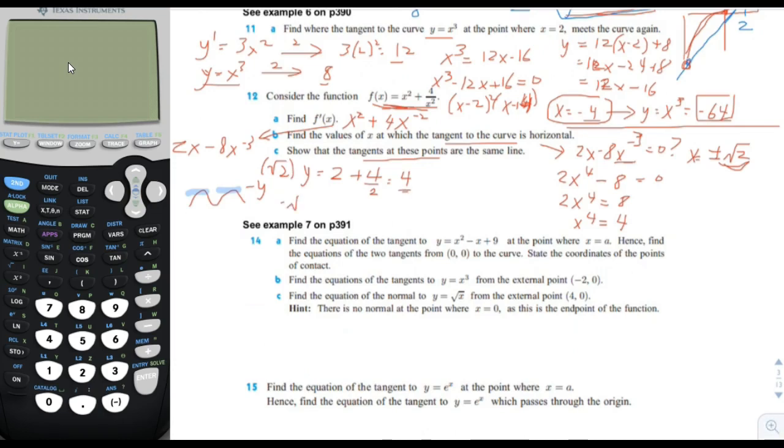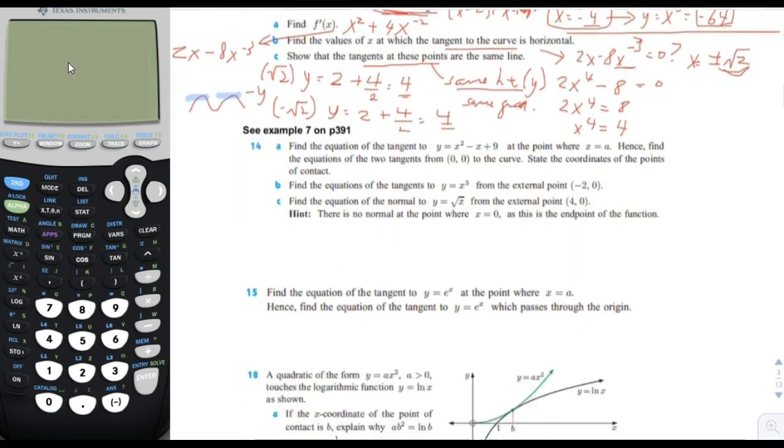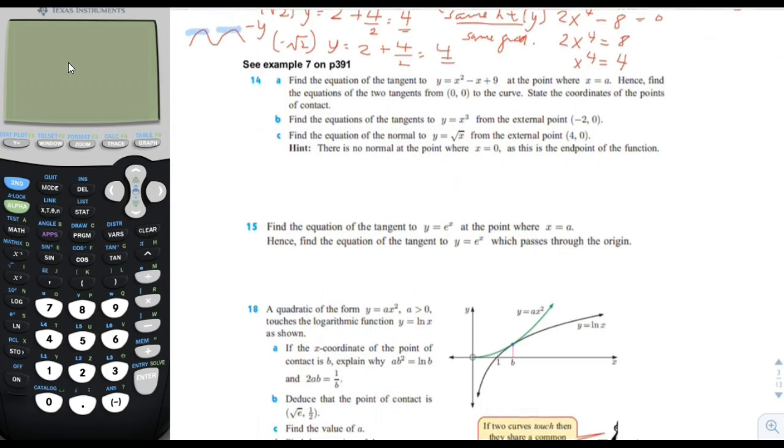What about for negative square root of 2? For negative square root of 2, we're going to get y equals also 2 plus 4 over 2, which is also 4. So they're both at the same height. Okay, so both at the same height, or y value, and same gradient. Okay. Number 14. Find the equation of the tangent to this function at the point x equals a.